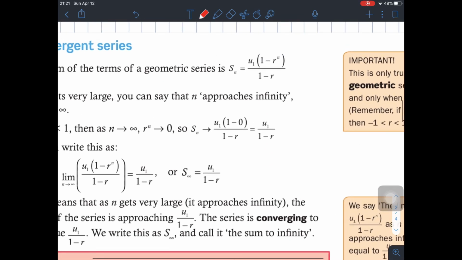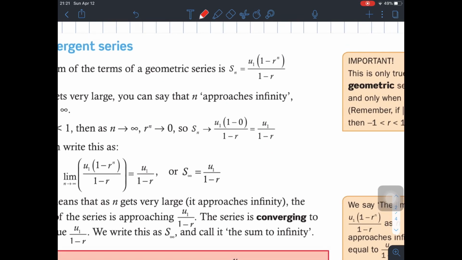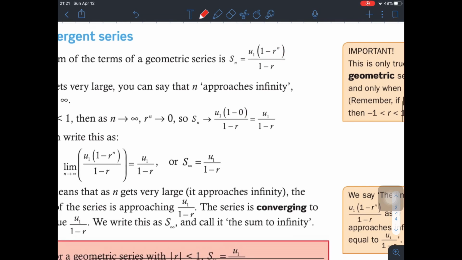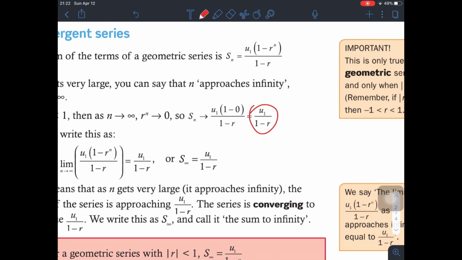That's why, if we go back to this formula, you would see that instead of writing r to the power of n, we're writing 0, because we're approaching n to infinity. So we get this. If we do the distributive, we'll get u1 over 1 minus r. And this is the formula for convergent series, for the sum of infinite terms of a convergent series.